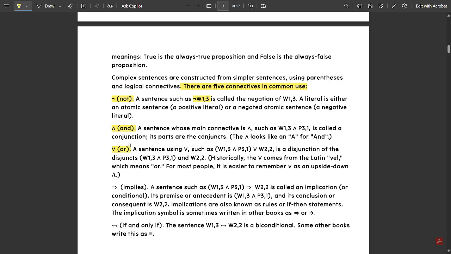Next is or. Or means you have two possibilities and you should choose any one of them. A sentence using this or, such as this or this, is a disjunction. This is the conjunction part, and this is the disjunction, whose parts are the disjuncts. Historically, this symbol comes from the Latin vel, which means or. For most people, it is easier to remember it as a V, an upside-down version of the and symbol.